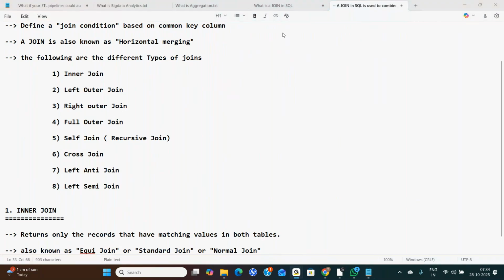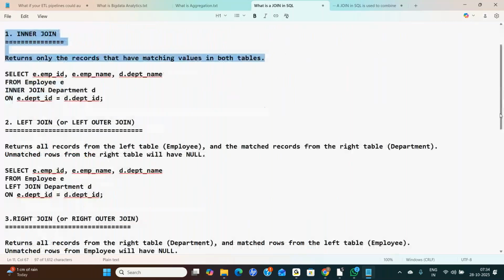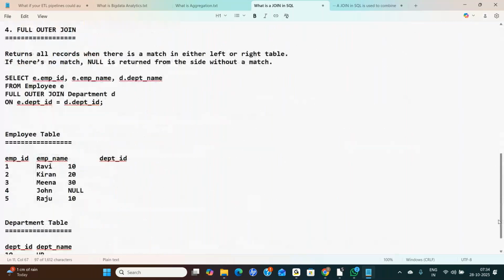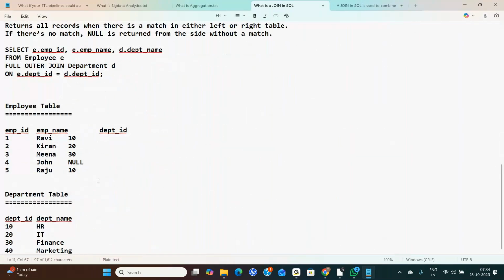So for example, I have just taken two sample tables, guys, with queries. One is an employee table. These two tables I'll copy.